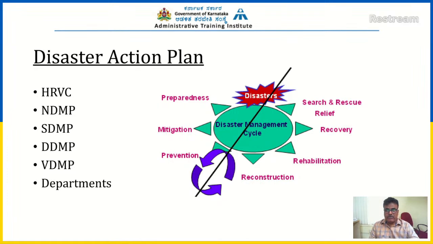So I just told you the disaster management cycle. Again, I wanted to recap that. Please see the line here. It is demarcating the pre and post disaster phases. You can see the pre-disaster phases: there is preparedness, mitigation, and prevention. Under the post-disaster phases: search and rescue, relief, recovery, rehabilitation, and reconstruction.